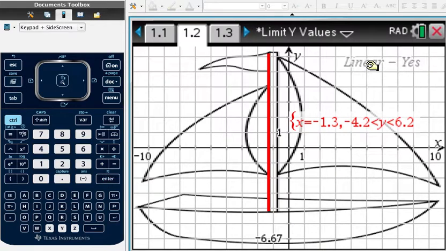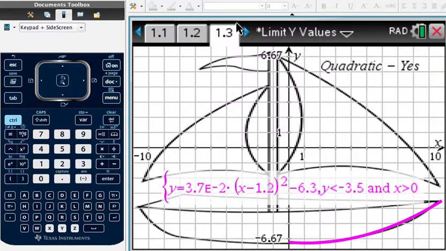So linear functions are ones that you can limit the y values on, as long as you first graph it as a relationship. Some other ones that you can limit your y values on are quadratics.